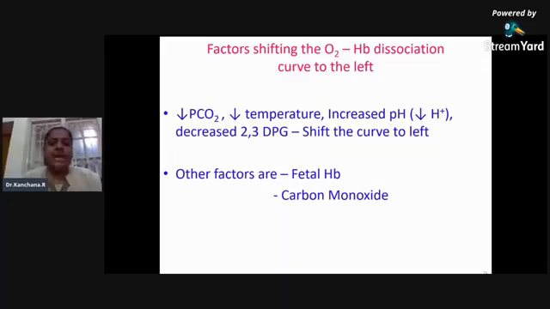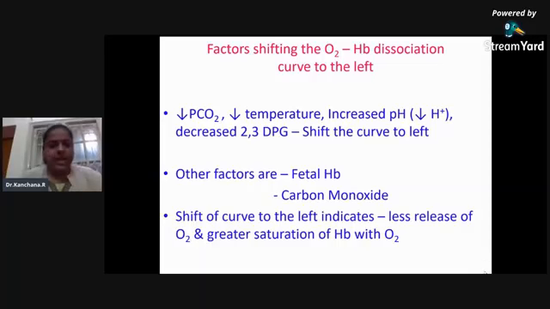So that fetal hemoglobin has very high affinity for oxygen, and it can extract the maximum amount of oxygen from the maternal blood and bring it to the placental blood and finally to the baby. Now, a shift of the curve to the left indicates less release of oxygen and greater saturation of hemoglobin with oxygen.